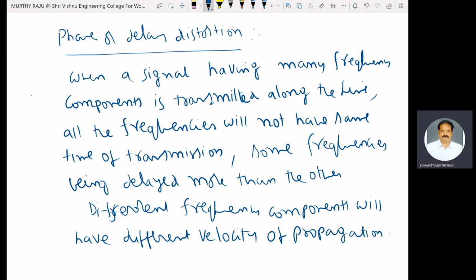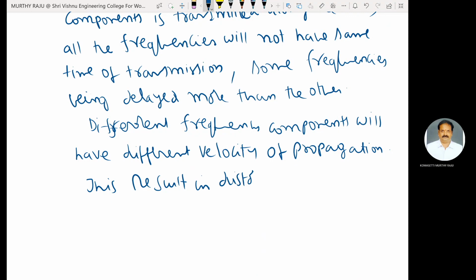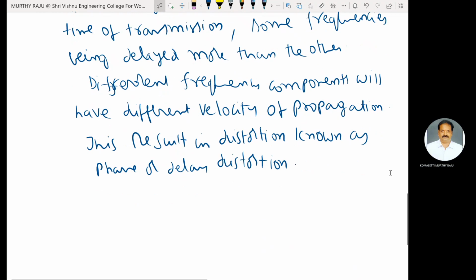This results in distortion known as phase or delay distortion. Two types of distortions are there on the transmission line: frequency distortion, and phase or delay distortion.